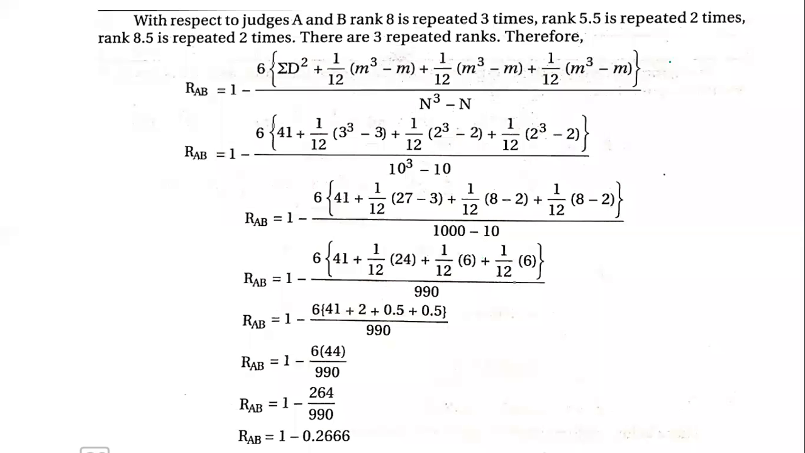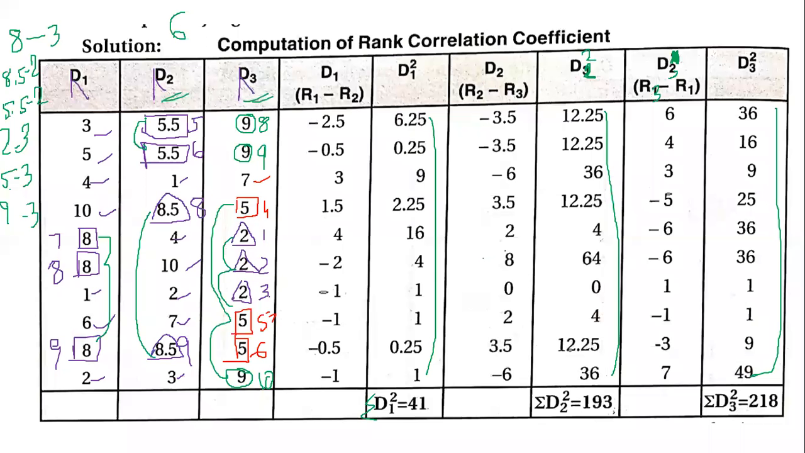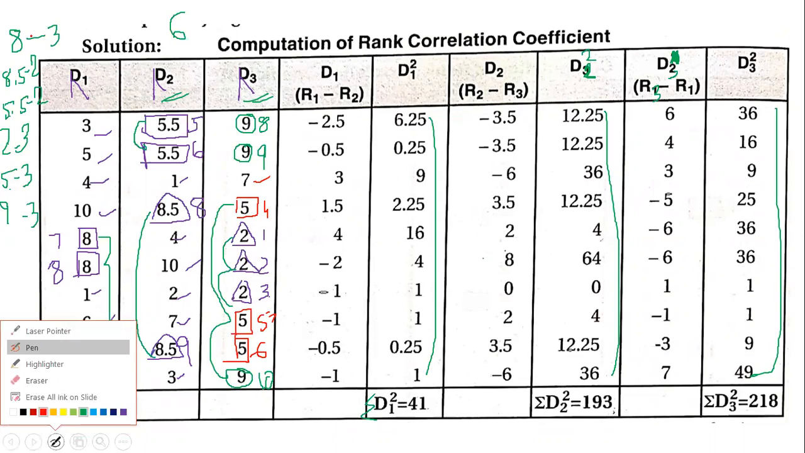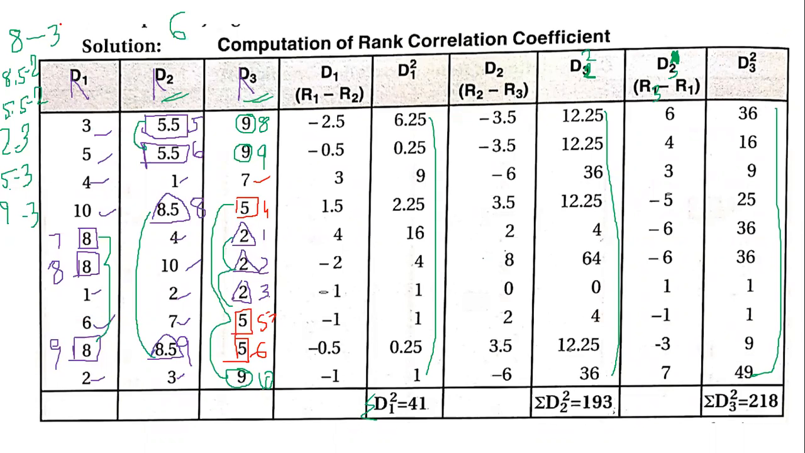Okay, so going on further, they have given us the list of ranking, that is which rank is repeated how many times. So for each pair of judges that we calculate, we have to give that particular ranking. Now first we are calculating for judge A and judge B, so that will be rank 1 and rank 2. Now in rank 1 and rank 2, how many repetitions did we have? Let us check. In rank 1 we had one repetition, that is 8. Then in rank 2, we had two repetitions, that is 8.5 and 5.5.